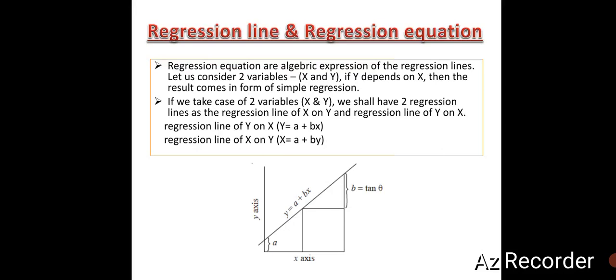Now regression line and regression equation. Regression equations are algebraic expressions of regression lines. Let us consider two variables x and y. If y depends on x, then the result comes in the form of simple regression, right? There should be a single independent variable. Now if we take the case of two variables x and y and have two types of regression lines, regression line of y on x and regression line of x on y, then it is a multiple regression. Now you can see the equation y equals a plus bx.